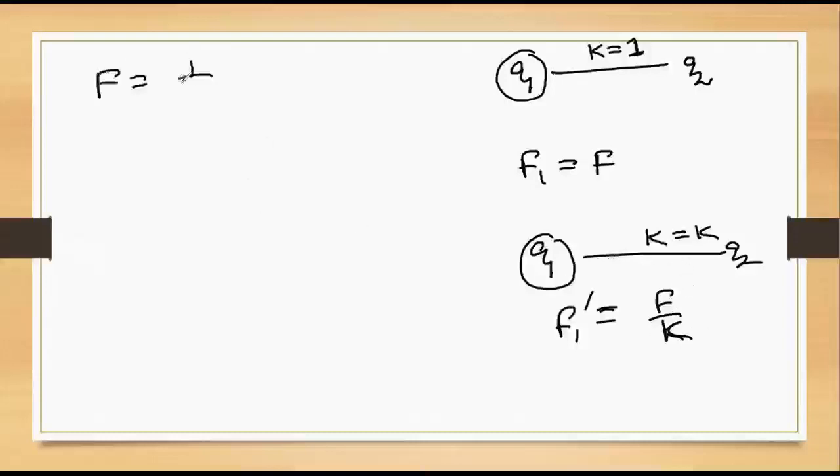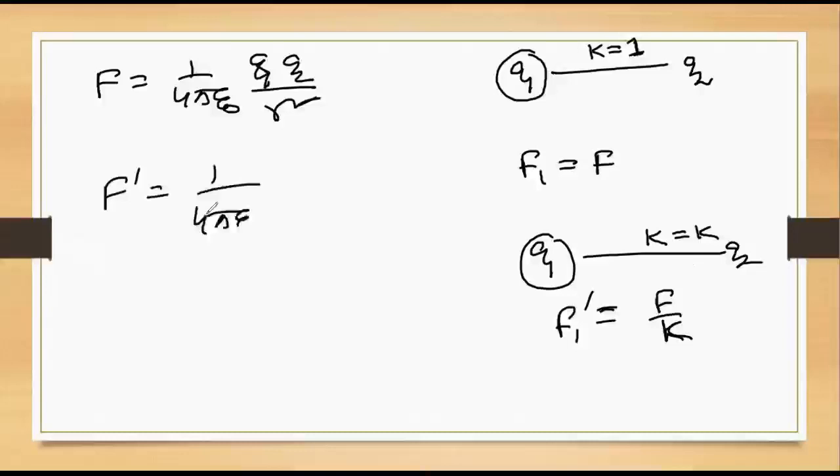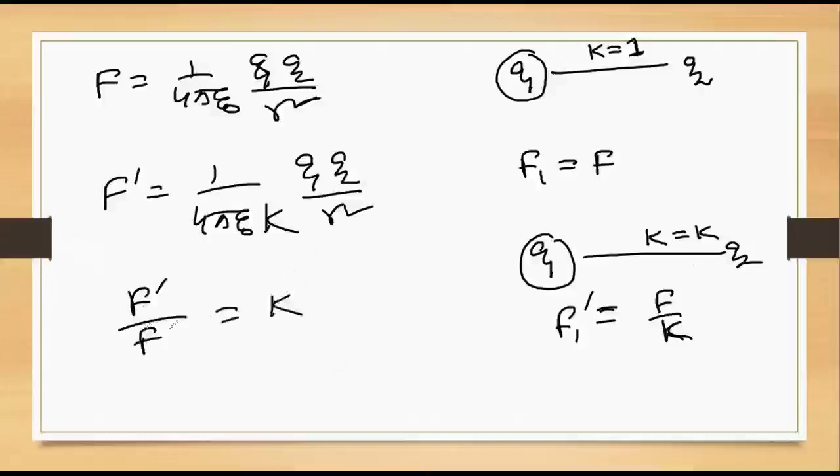Because in space, it becomes 1 by 4 pi epsilon naught Q1 Q2 by R square. But in medium, it becomes like that only. So F dash by F becomes 1 by K.